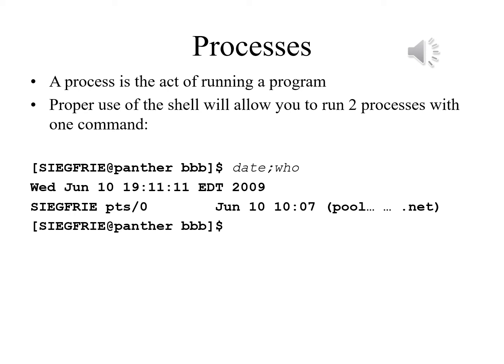In the example, the user typed date; who. The semicolon allows you to specify 2 separate program runs. These 2 processes will usually run in the specified order and are not usually dependent on each other. This is different from a pipe. Nothing in the commands makes it clear that they will share data.